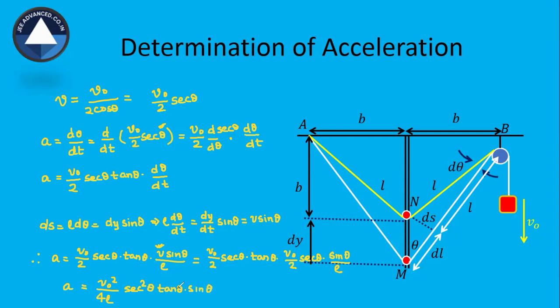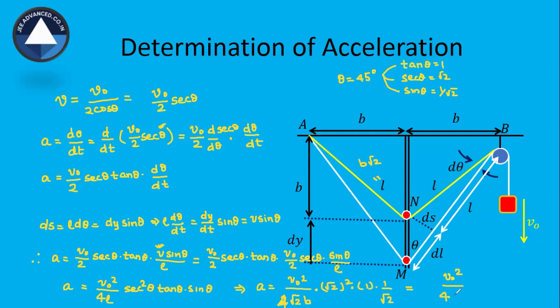Now, from the geometry, as we have already seen, theta is equal to 45 degree. And if theta is 45 degree, then we know tan theta is equal to 1. We also know sec theta is equal to root 2. We also know sine theta is equal to 1 by root 2. And at the same time, we have also determined the value of L. L was equal to b root 2. Substituting all the values, we are going to get our acceleration as v naught square upon 4b.